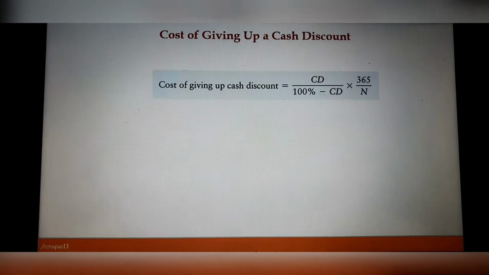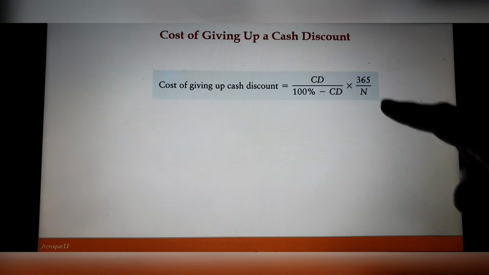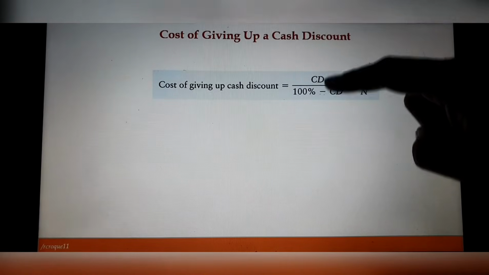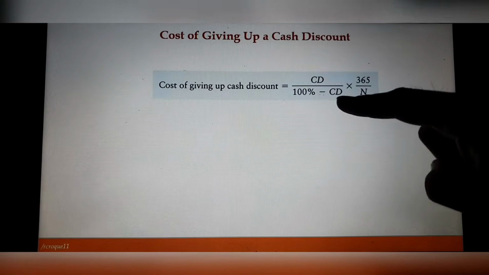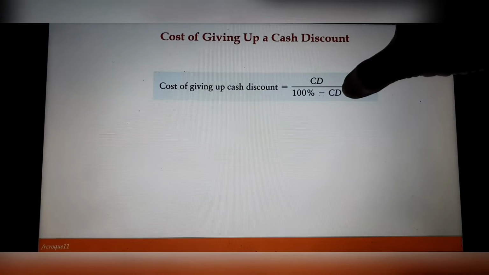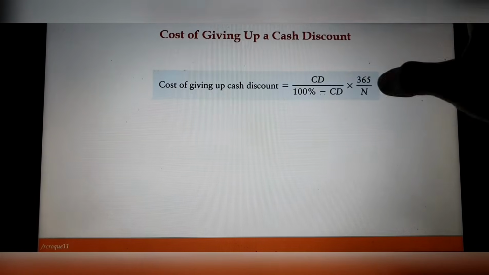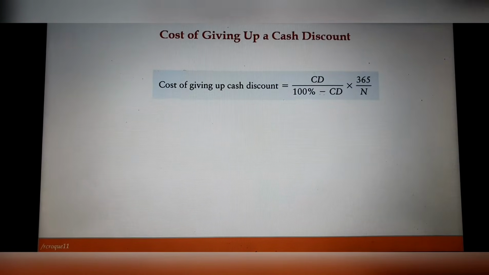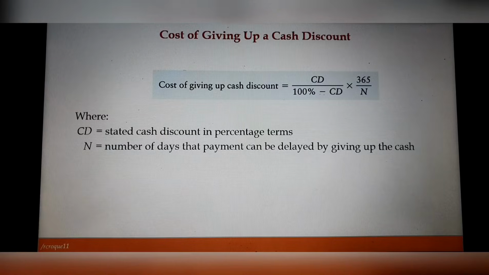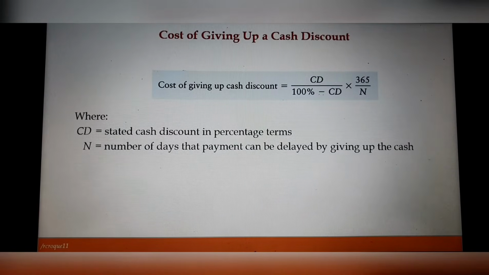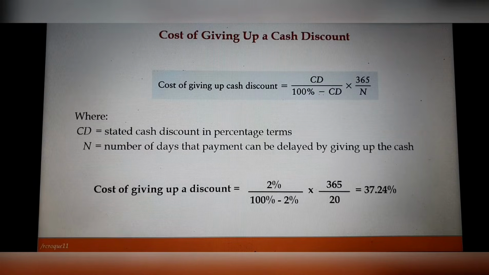Okay, so to really compute for the cost of giving up a cash discount, this is the formula. The cost of giving up would be your cash discount over 100% minus cash discount. So, if this is 2%, that would be 2 over 98. Okay? Times 365 days over N. What is N? Okay, so let's take a look. N is the number of days that payment can be delayed by giving up the cash discount.